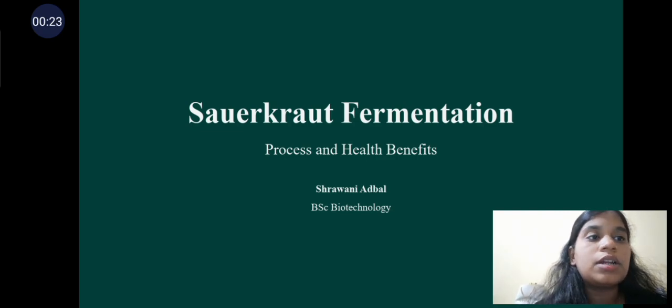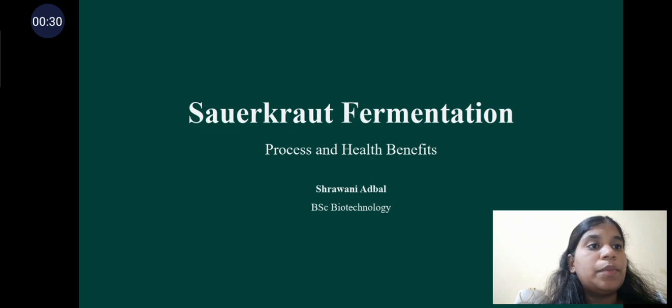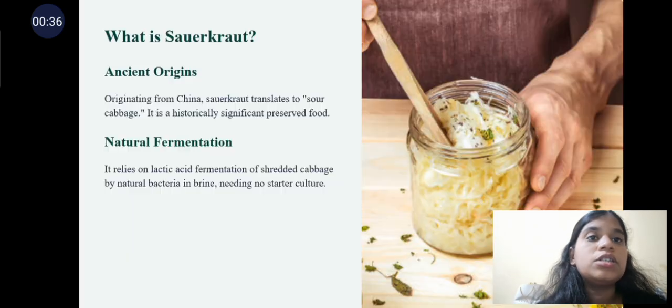In this presentation, I will explain what sauerkraut is, how it's prepared, the microorganisms involved in the fermentation process, and its nutritional importance. So, let us first understand what sauerkraut is. Sauerkraut originated in China and later became popular in Europe. The word sauerkraut means sour cabbage.